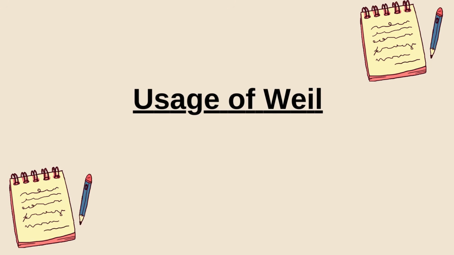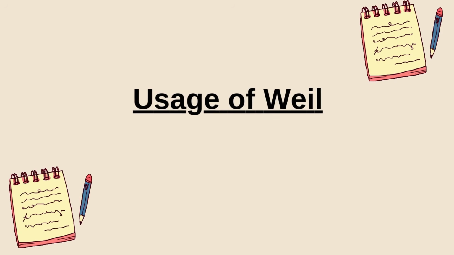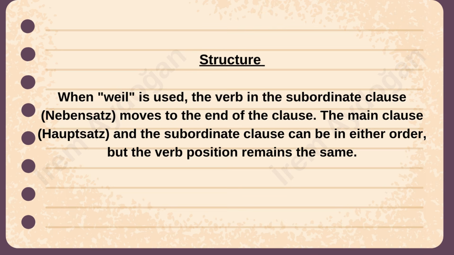The usage of weil. Weil means because in English. The structure of weil is that when weil is used, the verb in the subordinate clause, I mean the Nebensatz, moves to the end of the clause. The main clause, I mean the Hauptsatz, and the subordinate clause can be in either order, but the verb position remains the same. Let's check with an example.